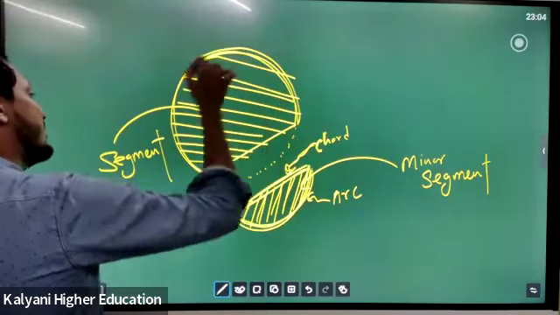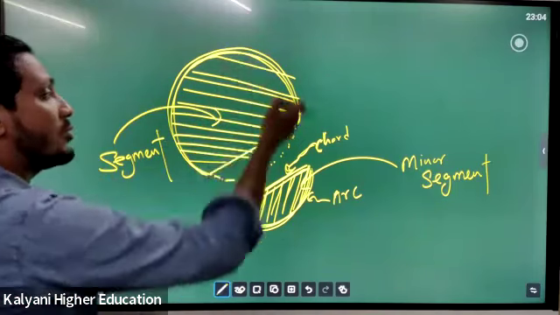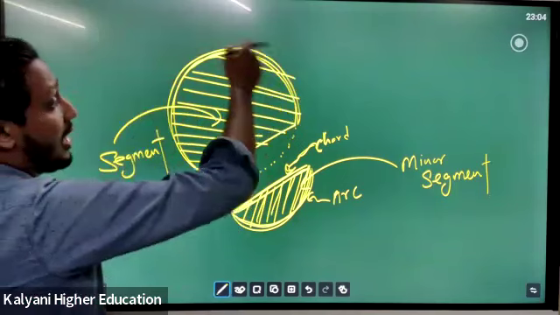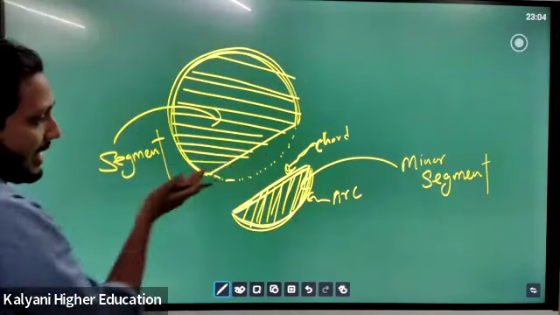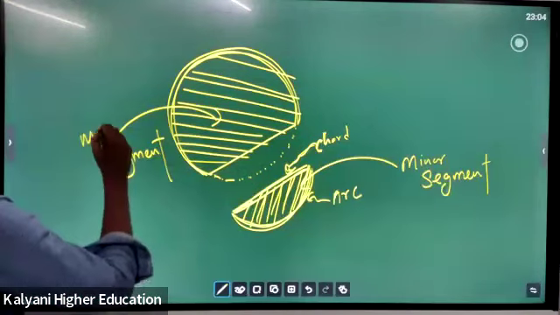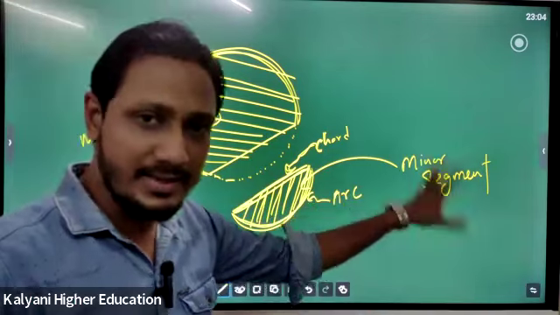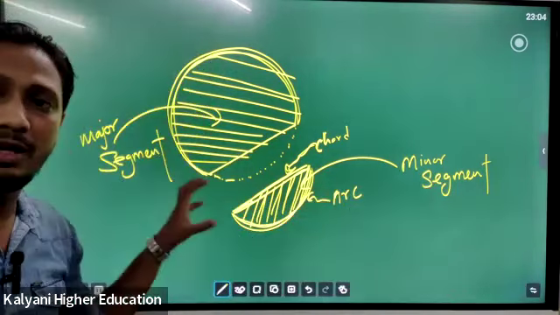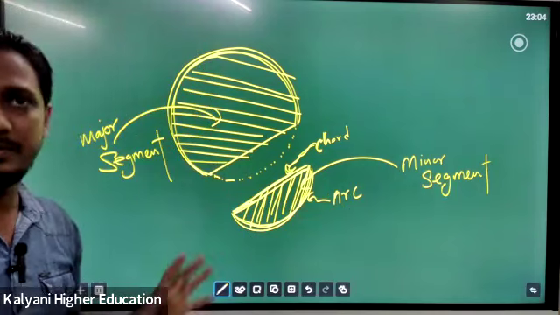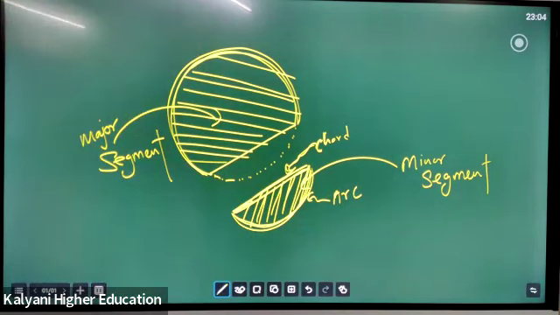But here this part of the circumference is the major one. So if a part of a circle is bounded with a major arc and a chord, which segment do we call it? Major segment. That means the smaller segment we call minor segment, and the bigger segment we call major segment. Is it clear? Can you understand? Fine.